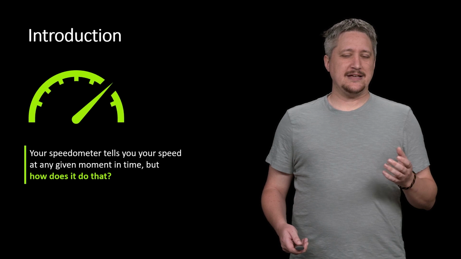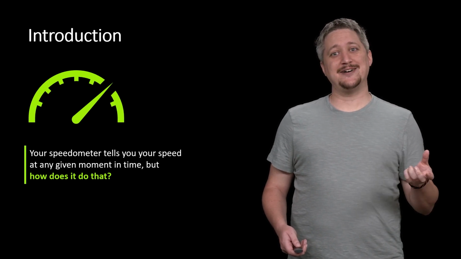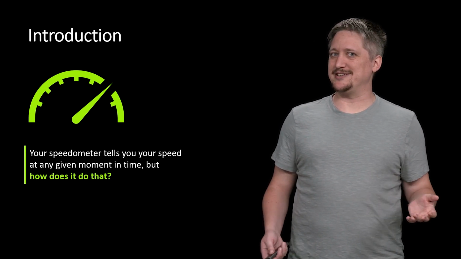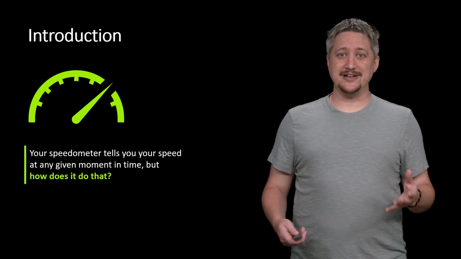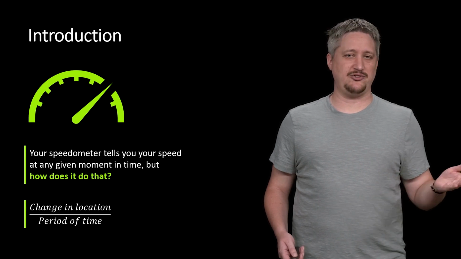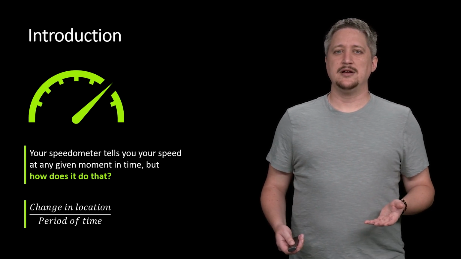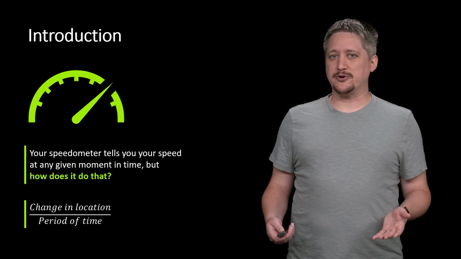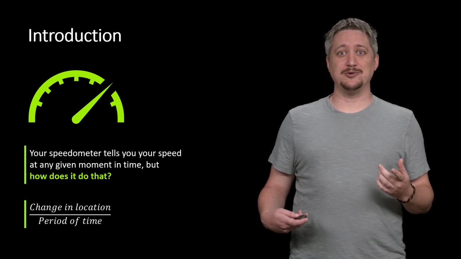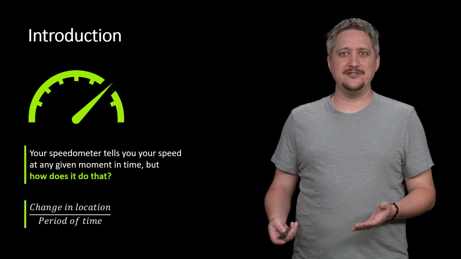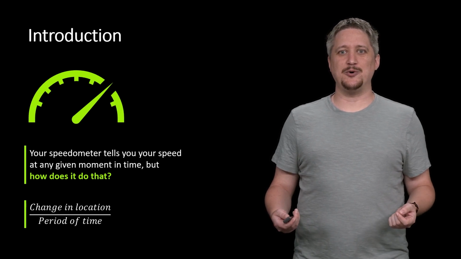This is one of those things that seems obvious until you think about it too much, and then it starts to get really confusing, because the definition of speed is a change in location over a change in time. But your speedometer is, at least in principle, telling you how fast you're going at a specific moment in time, a single point in time. That seems like it shouldn't work, because by definition, speed needs more than one point in time to know how fast you're going. So how does it do that?